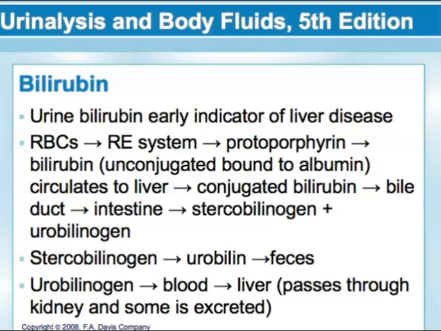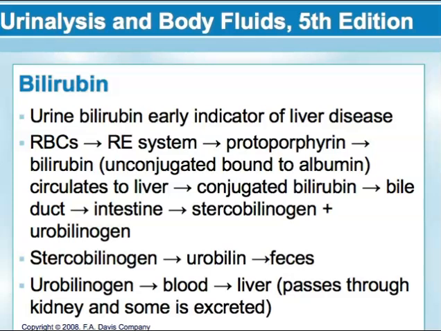So the kidneys cannot get rid of it at this point, because since it is bound to protein, it's too large to pass through the glomerulus, but it is also water insoluble at this point, which at this point it's referred to as unconjugated bilirubin.